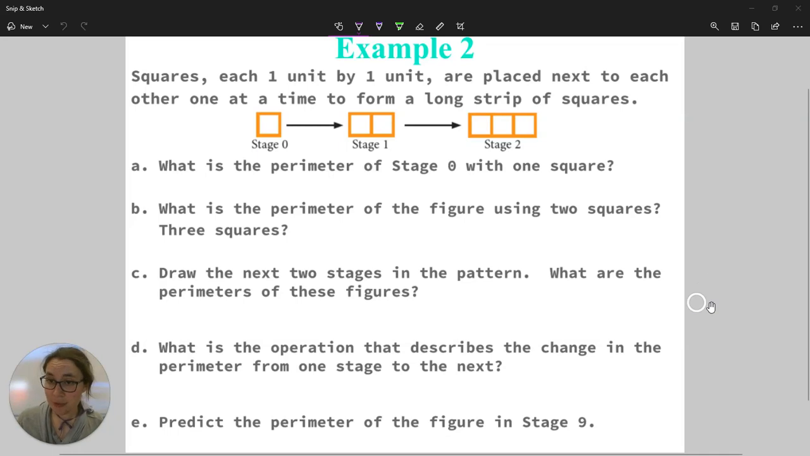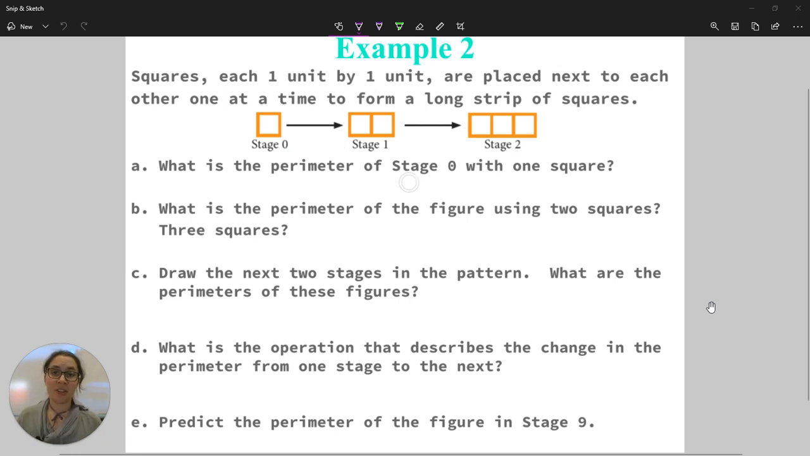This is example 2 of lesson 4.8, Patterns and Functions, and we're talking about squares being added to each other. Squares, each 1 unit by 1 unit, are placed next to each other one at a time to form a long strip of squares. It looks like this. We start with stage 0. When we start, we have 1 square, and then we add 1 square in stage 1. We add another square in stage 2.